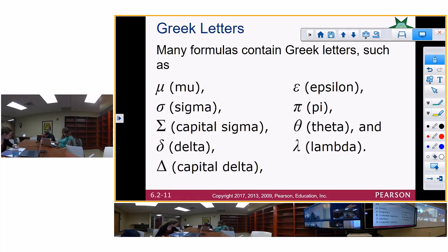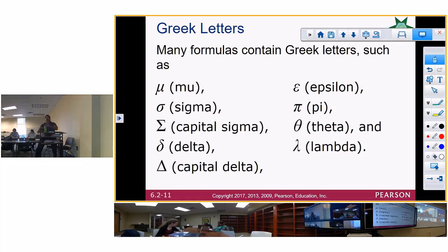The first one is mu. Looks like an M. Or some people say it looks like a U. Depending on how you're looking at it, to me it looks like a cursive M squished together. Sigma is a 0 with a pompadour on top. Uppercase sigma, capital sigma, usually means add them all up. So when you see that funky E, that usually means add them all up.